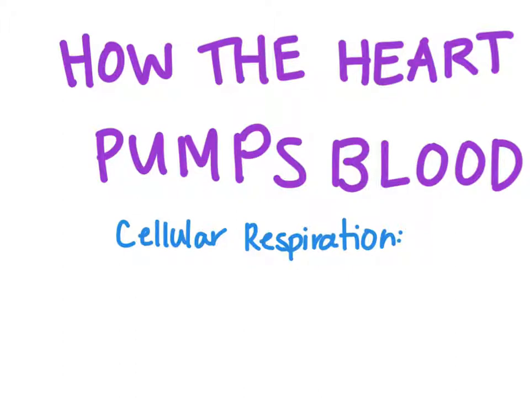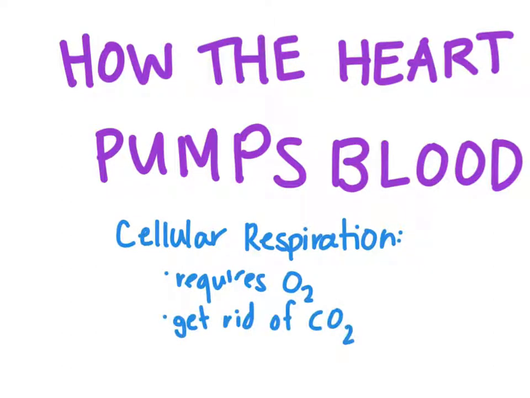So, cellular respiration requires oxygen and needs to get rid of CO2. And this is why we need ventilation, which is breathing in, bringing in oxygen, and then breathing out, which gets rid of the CO2. But for ventilation to happen, we need something to carry the oxygen and the CO2 around the body. And blood does just that.